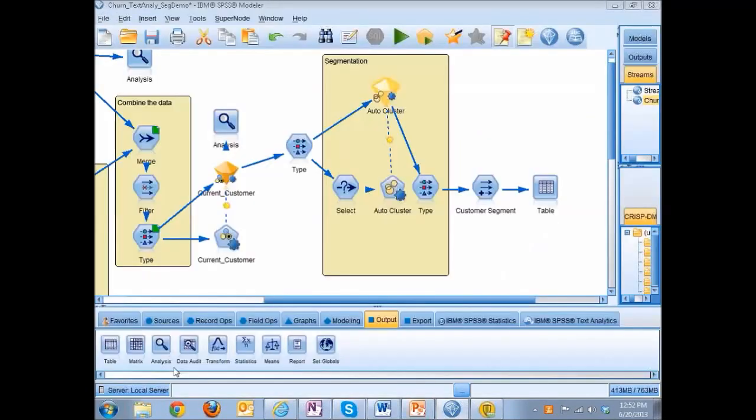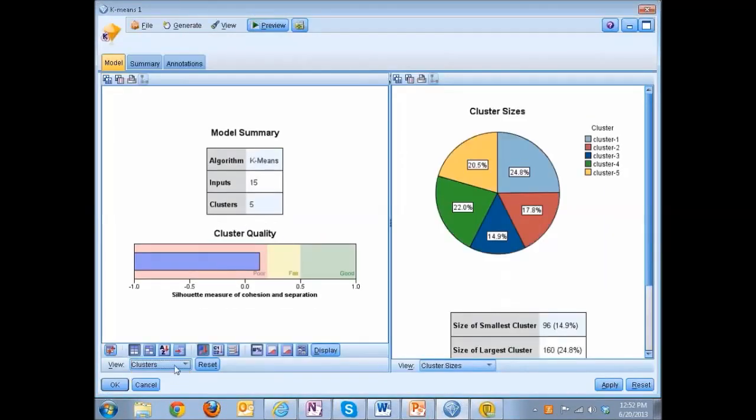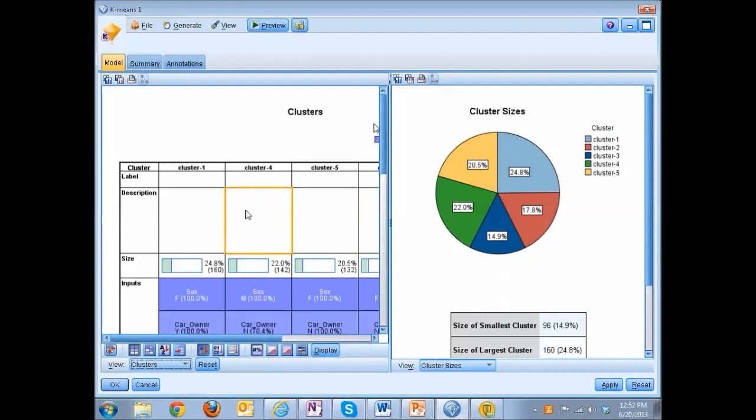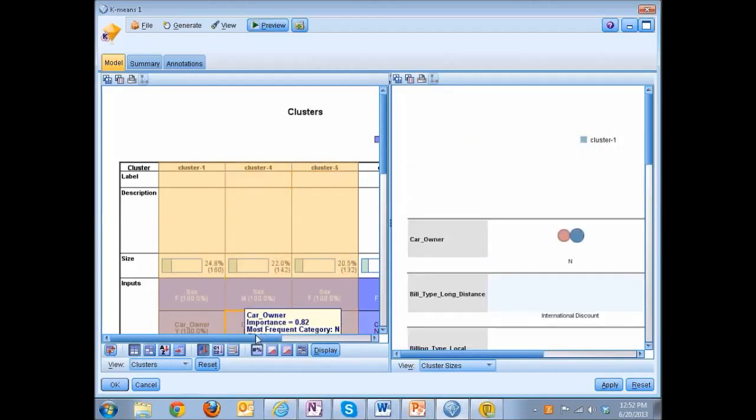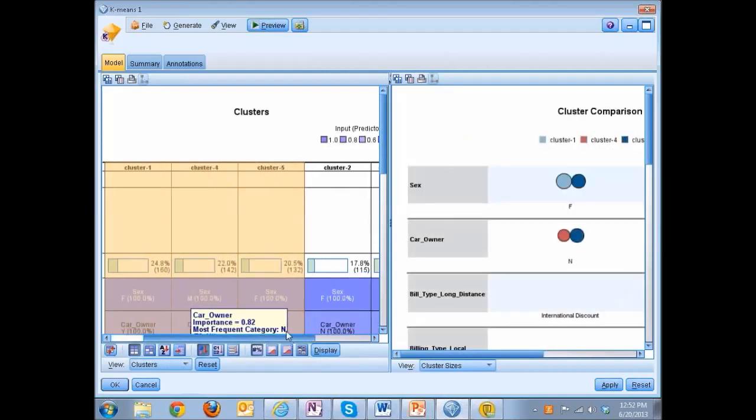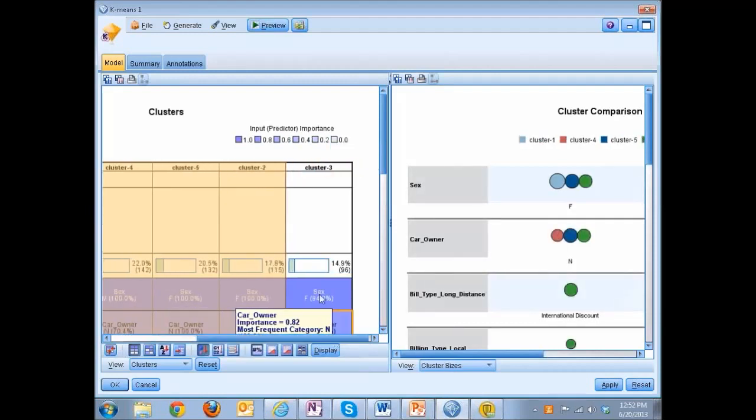There's that. Let's bring up the clusters. What I'm going to do now is choose these clusters and show you a very nice visualization of these clusters that I think really helps you think about this type of data.